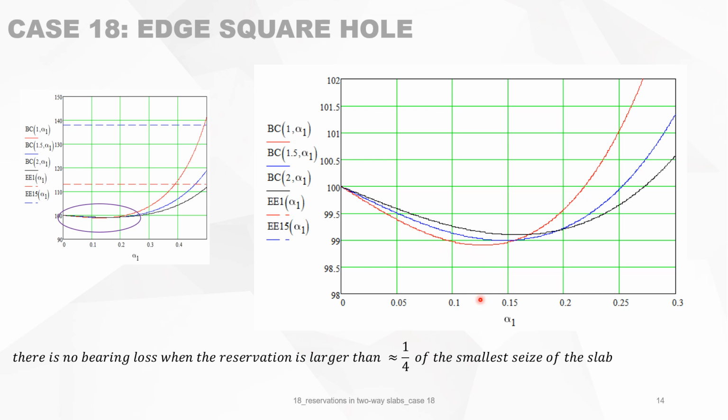When we have a hole which is smaller than 1/4 of the smallest size, then the loss that you will have is maximum 1%. So we don't bother about that. But it's just the principle. With this type of method, you can calculate what is the minimum or maximum size of the reservation that I can make.